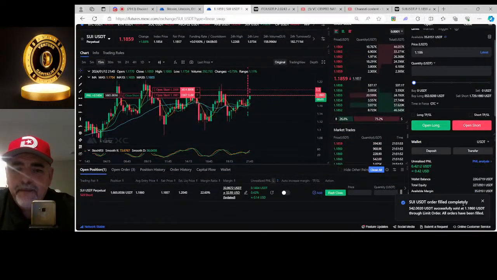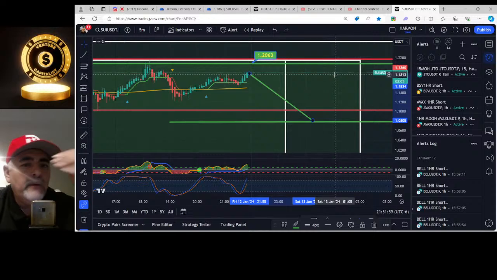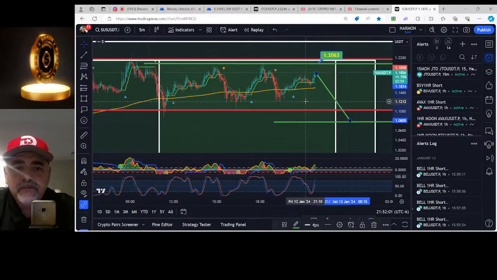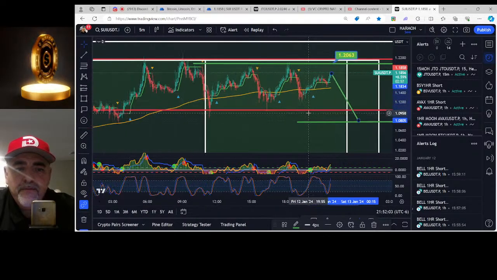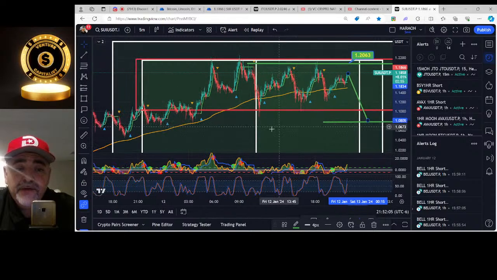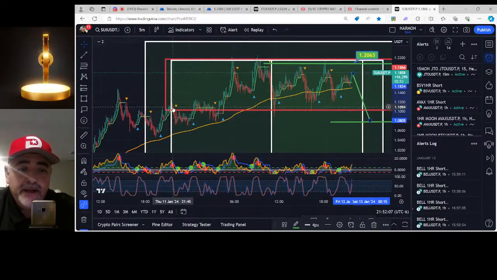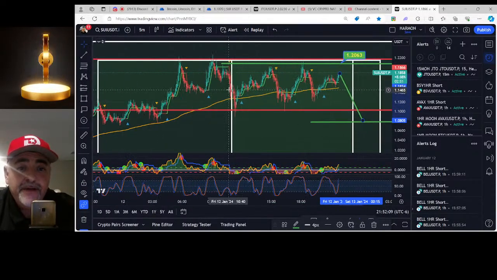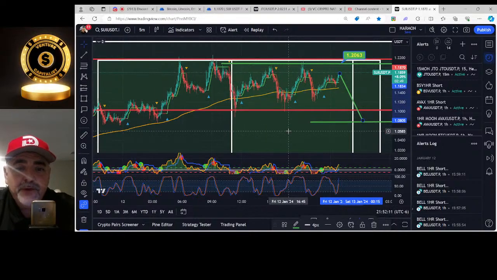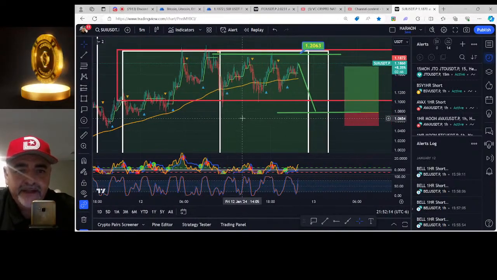You see that? Now, Sue was set for a pullback over here. It ended up catching another push, and then it pushed through again. So maybe there's some news on Sue that we're not paying attention to, right?